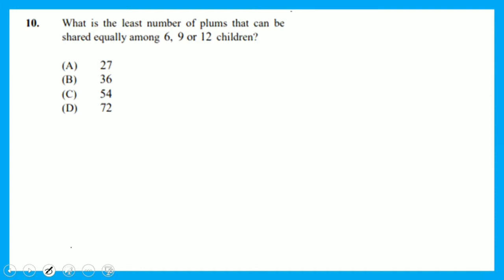All right, so once you hear least number of something that can be shared, you're thinking lowest common multiple. So let the word least trigger you to think lowest common multiple. Now, if you're looking for the lowest number of plums that can be shared equally among 6, 9, or 12 children, you're looking for a number that 6 can go into, that 9 can also go into, and that 12 can also go into. You're not looking for any random number, you're looking for the smallest number that this happens with.